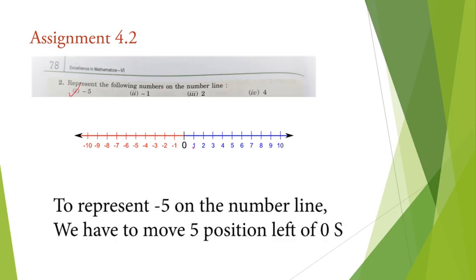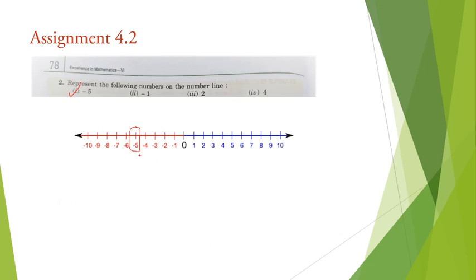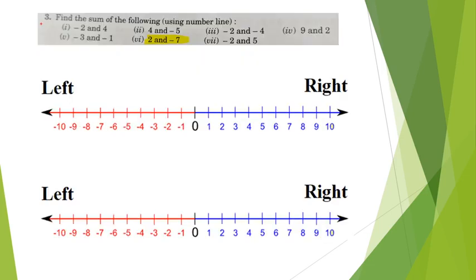Firstly we draw the number line and now we look for the minus 5. Here is my minus 5. Negative 5 is on the left side. So I just have to mark it. That's it. Just like this you can solve the remaining questions. Now question number 3. Find the sum of the following using the number line. Using the number line I have to solve this. To solve this kind of question, firstly what do we have to do? Firstly we have to draw the number line in our copy.